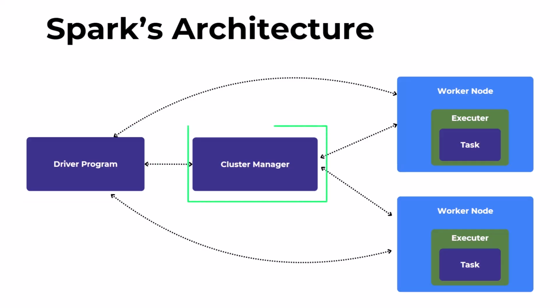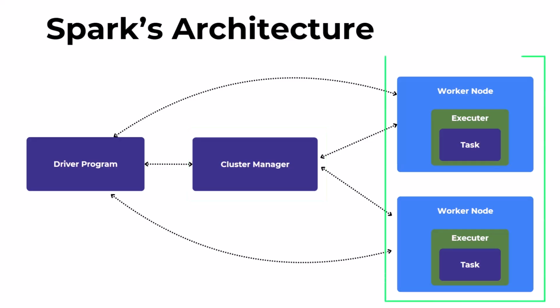The driver communicates with a cluster manager, which is responsible for CPU and memory allocation and task scheduling. Spark supports third-party cluster managers or Spark's standalone cluster manager. Worker nodes are the actual machines in the cluster. These may be physical servers or EC2 instances, for example.